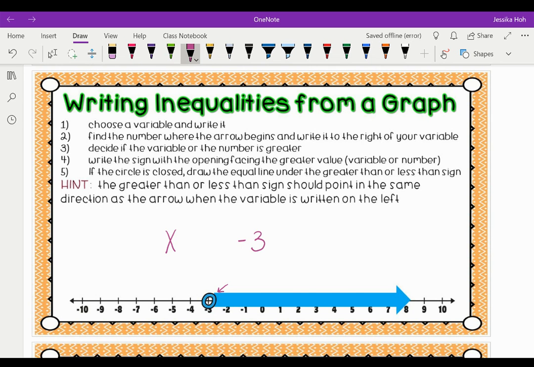Then we need to decide if the variable or the number is greater. Remember, our variables are the numbers that are shaded. So we can pick any of those numbers. Are they greater or less than -3? Those numbers are greater than -3. Is our circle closed or open? It is open, so we can leave our inequality symbol just like that. It's saying we're not including -3 as one of our solutions.